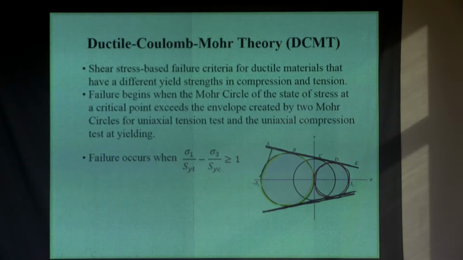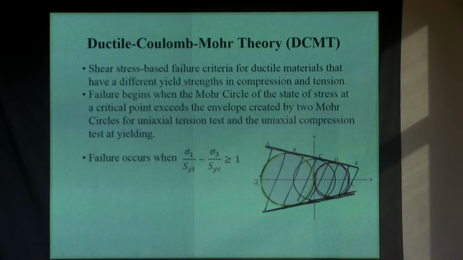Yep, that line. So this is the lower bound to that envelope created between the two Mohr circles, and that's the upper bound. So you look at this space, and then what you do is you look at the state of stress, and plot the Mohr circle of the actual component at a point. And if that Mohr circle is completely enclosed within this space created by these two Mohr circles, then you're safe, and if not, you're unsafe.